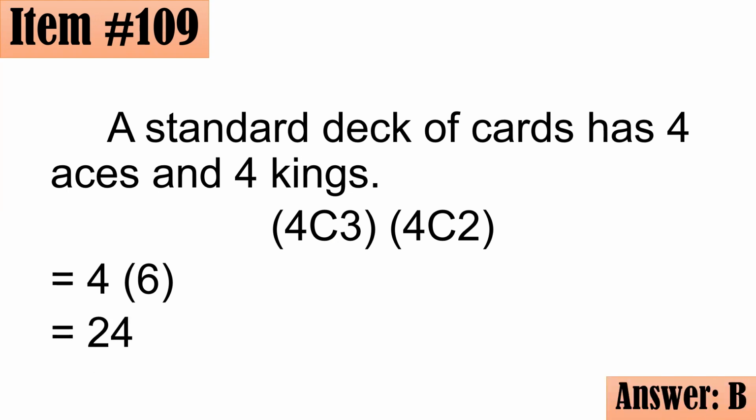Therefore, there are 24 possibilities or ways for you to have a hand of 5 cards composed of three aces and two kings. So letter B ang tamang sagot. Good job.